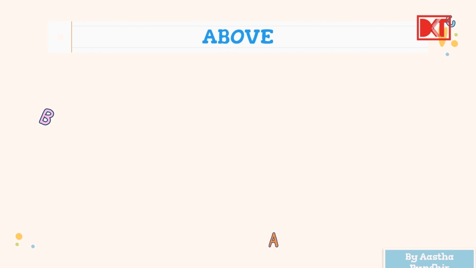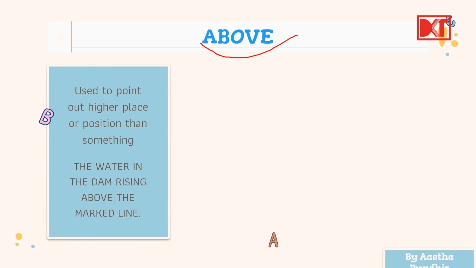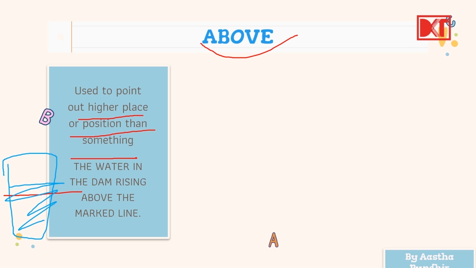So the next preposition to be understood is above. Above is used to point out higher place or position than something. Like the water in the dam rising above the marked line. For example, there is a vessel where we have the marked line in here, but the water level is rising above this marked line. So we will say the water in the dam is rising above. इससे ऊपर चला गया ना? We will say it is rising above the marked line.